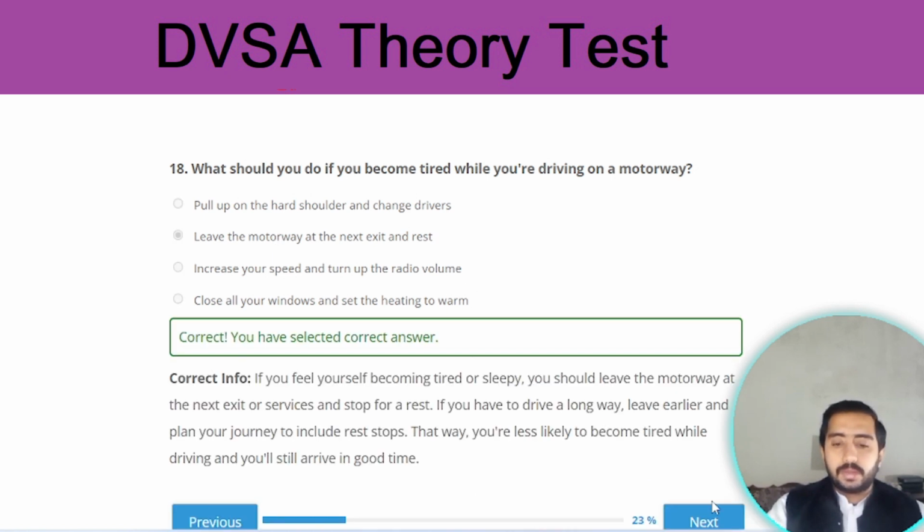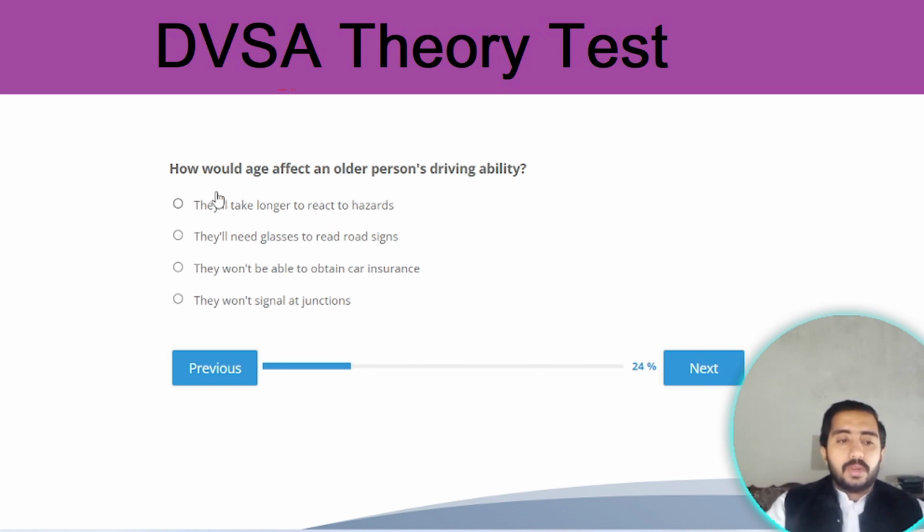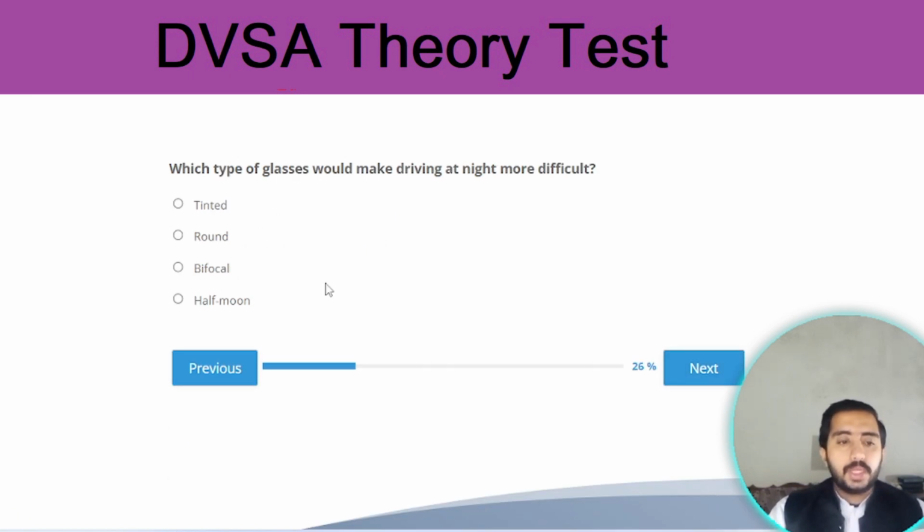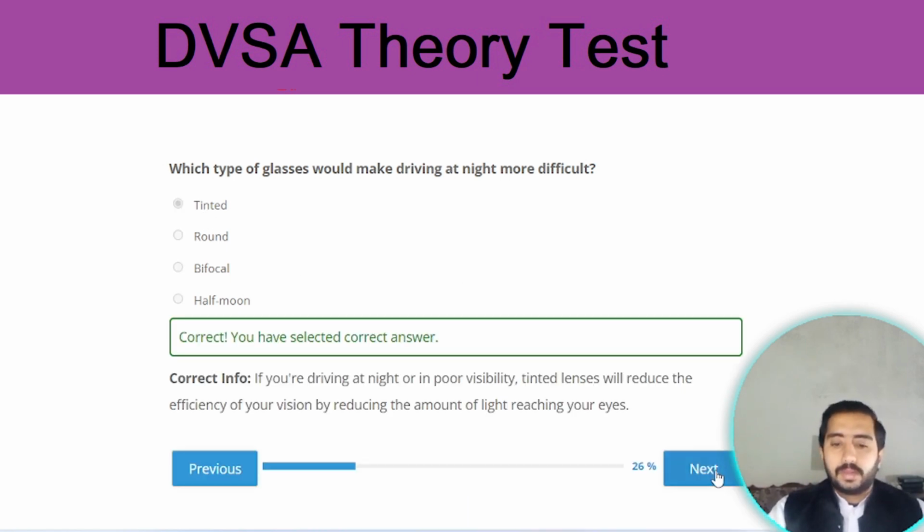Option B. Next one. How would age affect an older person's driving ability? The correct answer is they take longer to react to hazards. Option A is the correct one. Next question. Question number 20. Which type of glasses would make driving at night more difficult? Tinted glasses make your driving more difficult. Option A is the correct option.